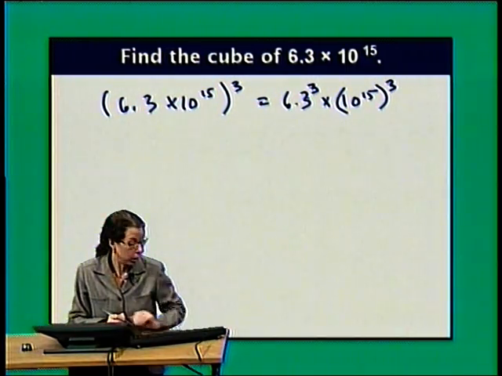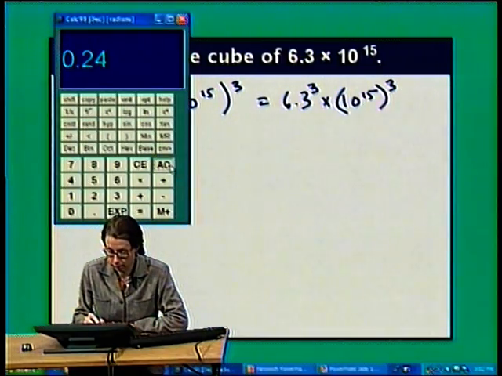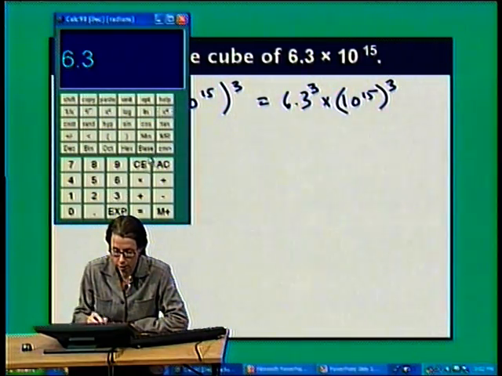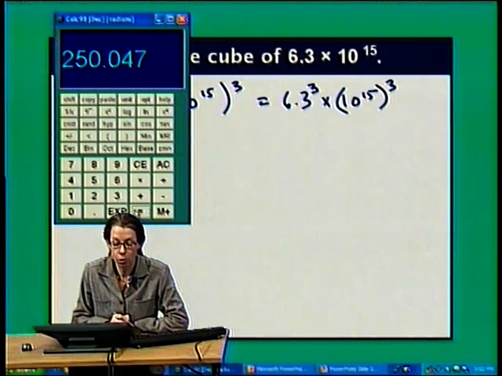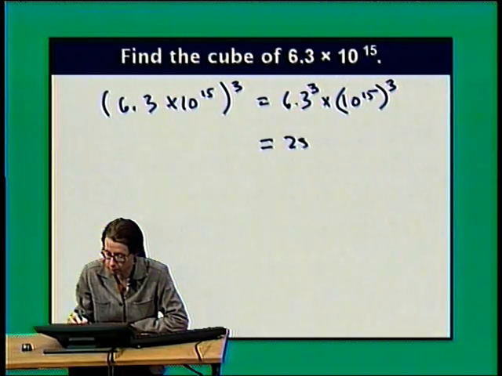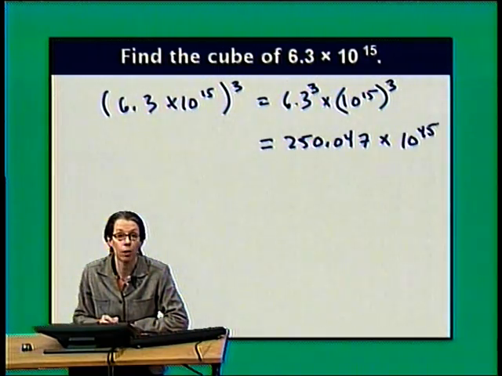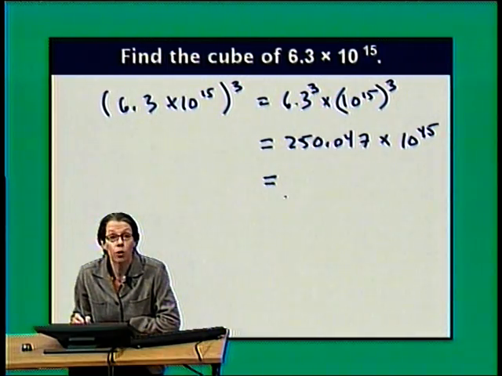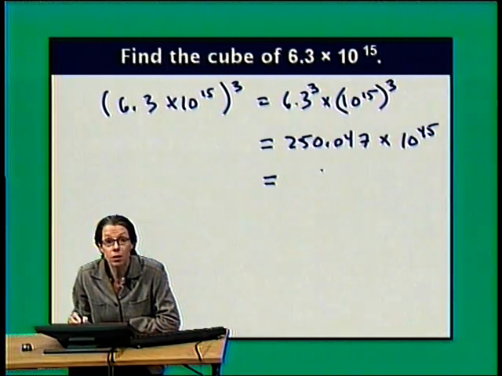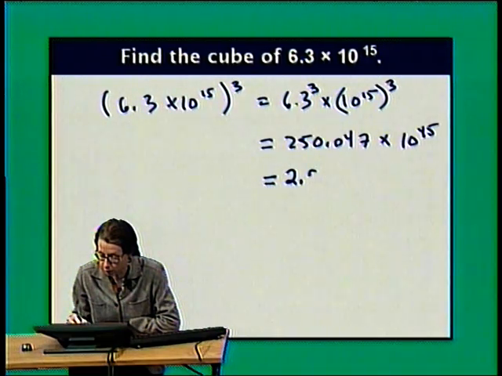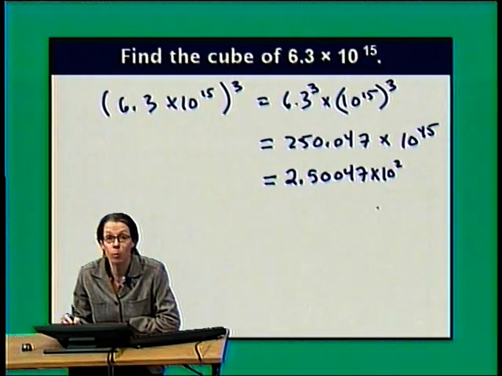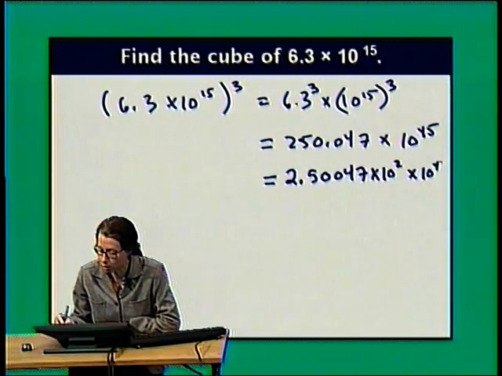So 6.3 cubed, 6.3 raised to the third power, that's 250.047. And I'm going to multiply that by 10 to the 45th power. So the mantissa of my first factor, I want to write this first factor in scientific notation, will be 2.50047 times 10 to the second power, all of that times 10 to the 45th.